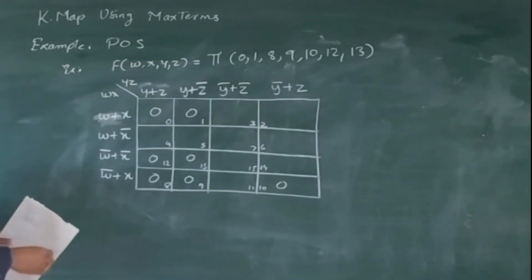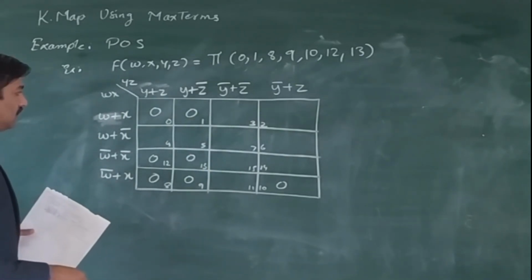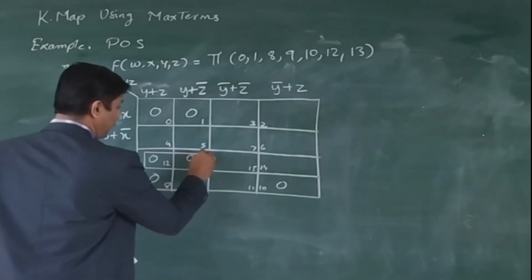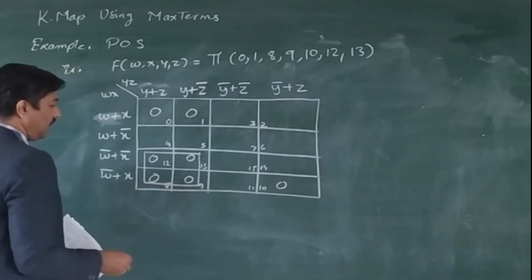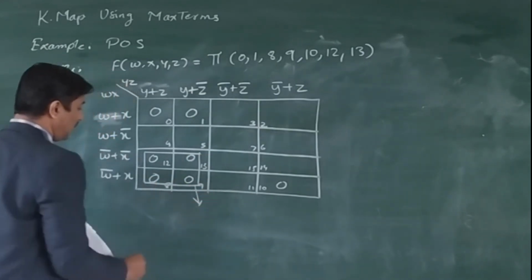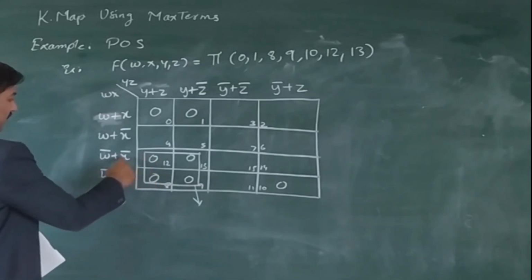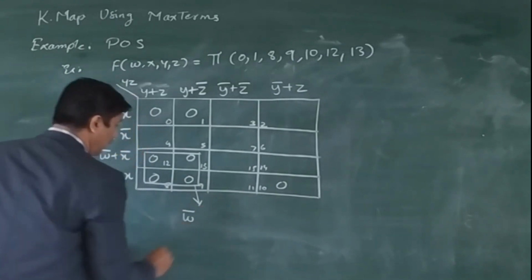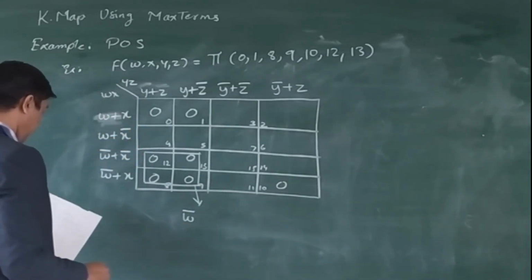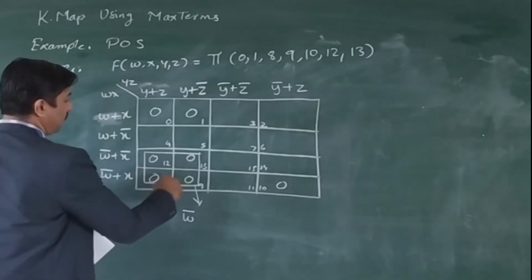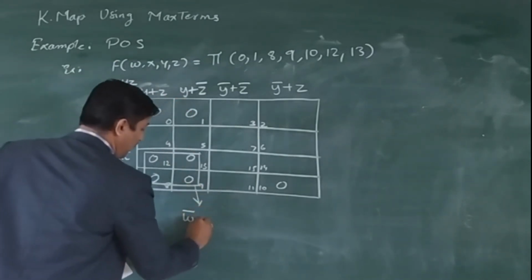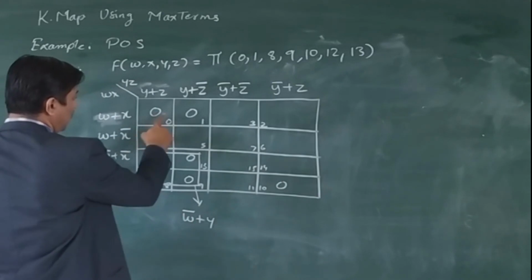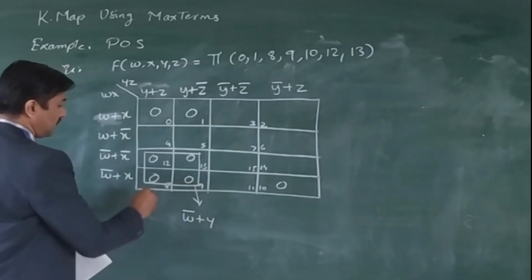Fine. Now what are we going to do? We are going to group those cells. So here what you can see, 1, 2, 3, 4. There are 4 cells which are adjacent to each other. Okay. So what is the answer that is coming out? For these 4 cells, you can find W bar plus X bar and W bar plus X. So what is the common term? W bar. Yes, W bar. Fine. And for these 4 terms on the top and corner, what is the common term? Plus Y.